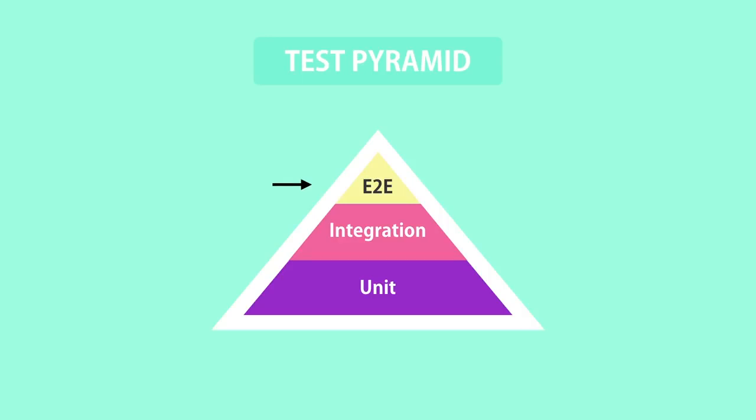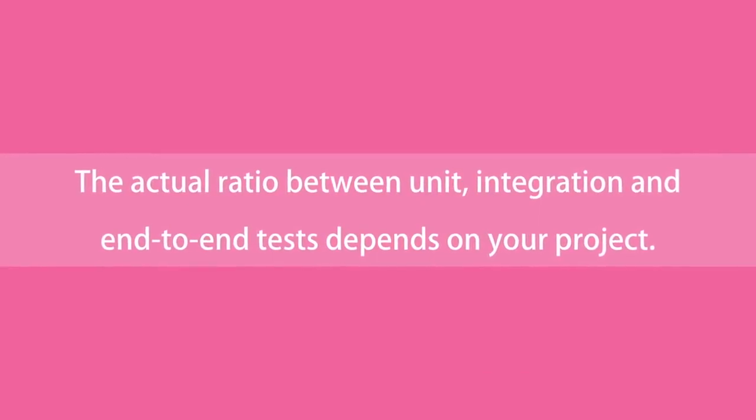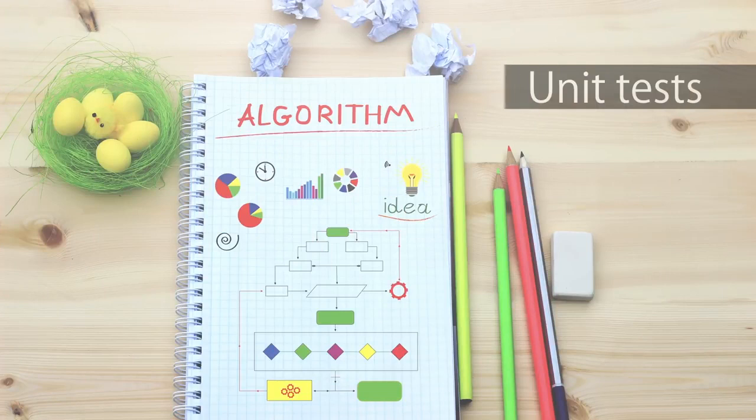Now, this pyramid is just a guideline. It's not a hard and fast rule that you need to follow in every application. The actual ratio between your unit, integration, and end-to-end tests really depends on your project. Unit tests are great for quickly testing the logic, like conditional statements and loops.